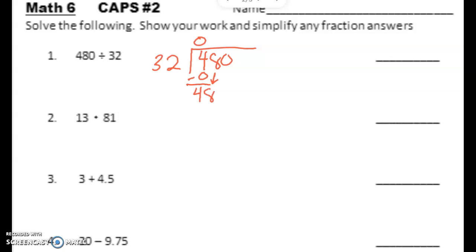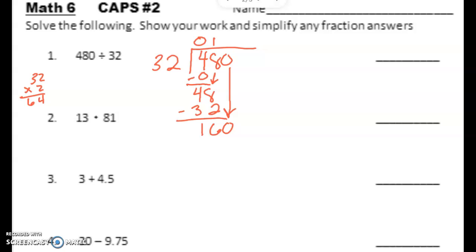How many times will 32 go into 48? Well, 32 times 2 is 64. That's too big. So we're going to have to stick with 1. 32 times 1 is 32. Subtract 32. 8 minus 2 is 6. 4 minus 3 is 1. Bring down my 0. Now, how many times will 32 go into 160?